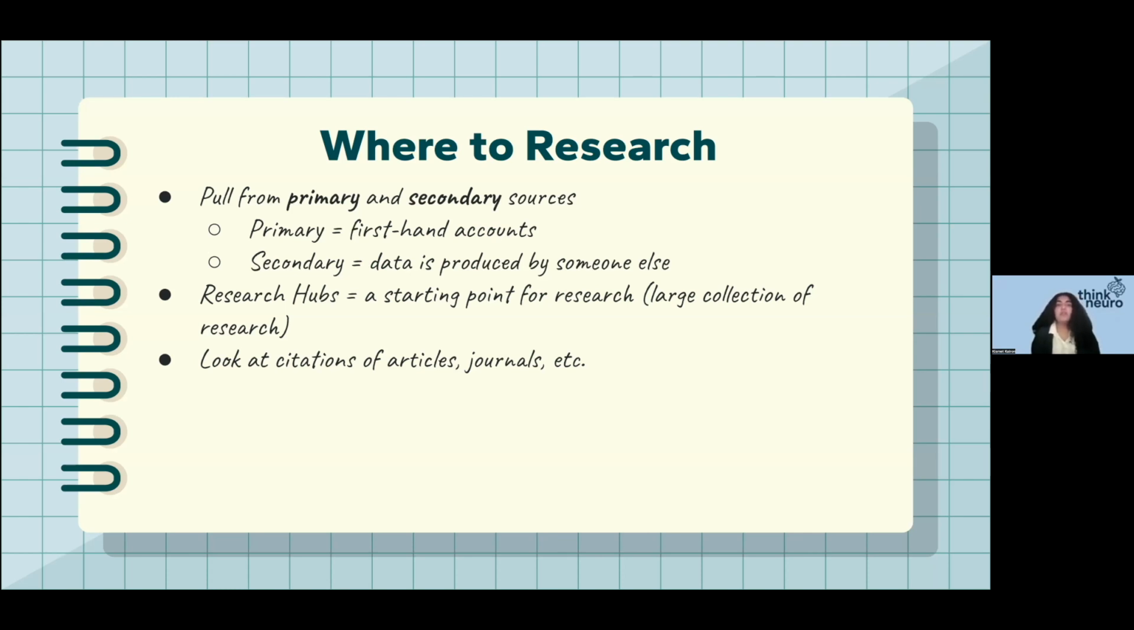So you want to pull from primary and secondary sources. Primary sources in the context of academic journals just means papers that researchers have actually published themselves, whereas a secondary source may be an overview of all the research done on a topic. So the researchers themselves aren't doing the experiment, but they're talking about experiments done by other people. You can also use research hubs, which we will talk about later on. And typically, I would look at the citations of articles and other academic journals just to get an idea of where you want to research.